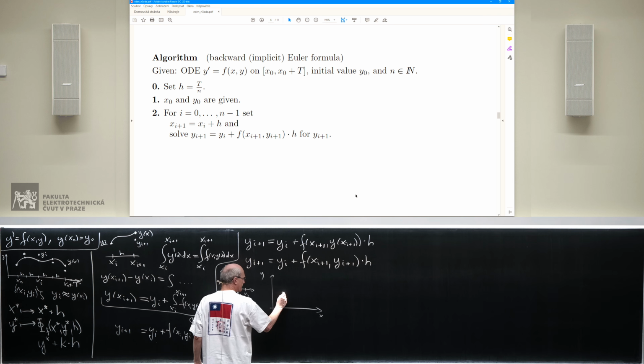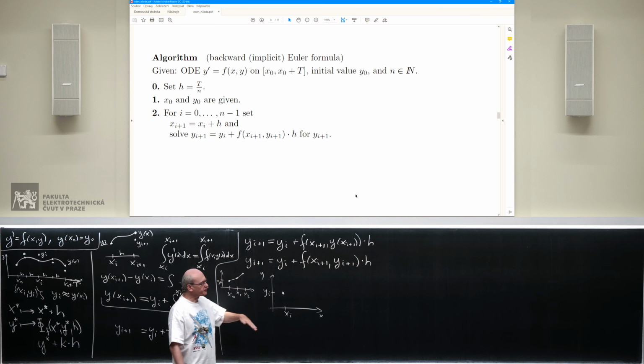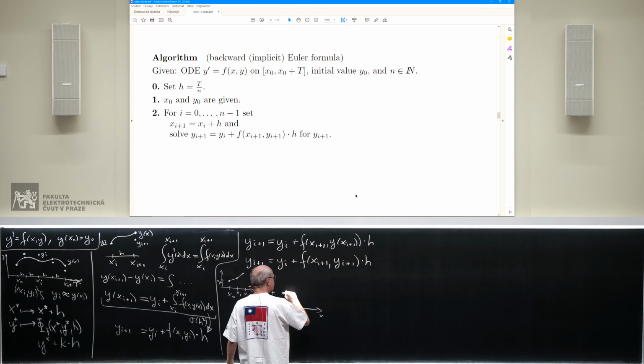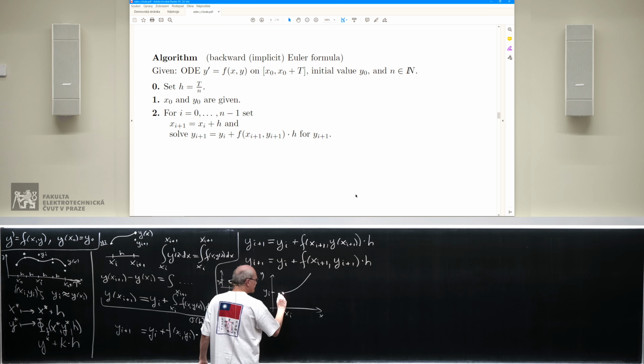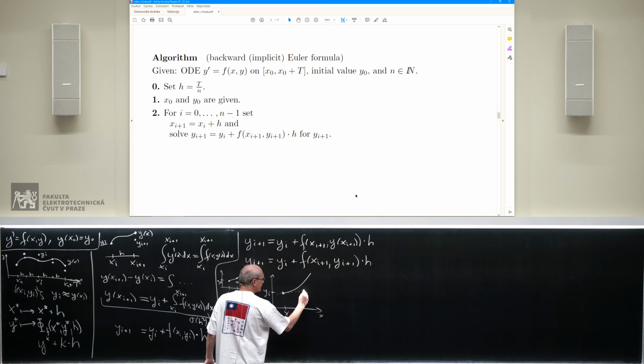I'm sitting here. Let's say xi, yi. I've already done some work before. Okay, here is a solution that passes through this point. For the Euler method, I check on the slope here, and I use it to move to xi plus 1. And I move here. That's the Euler method.